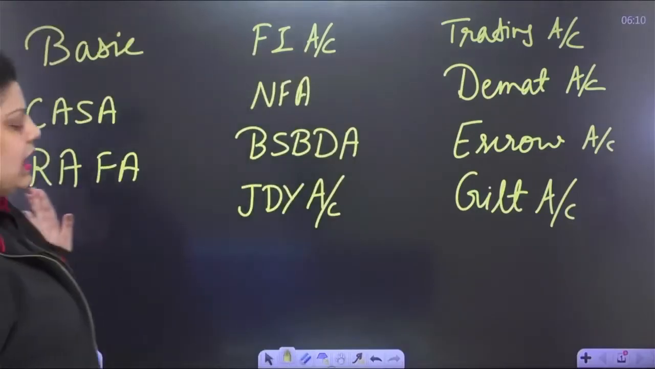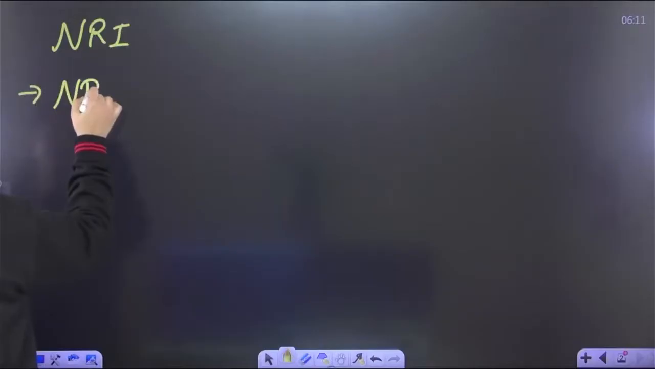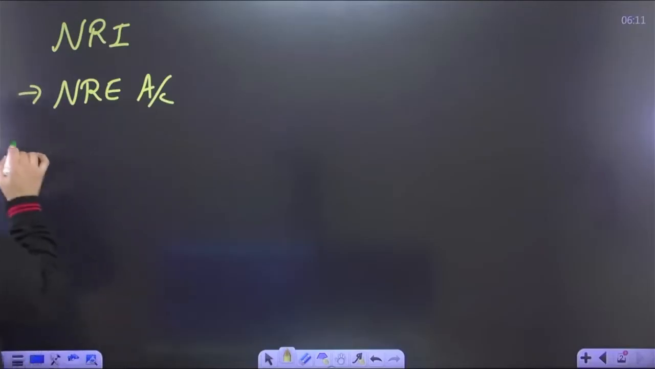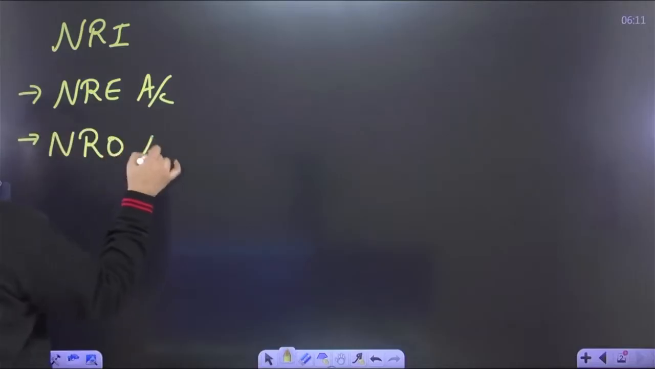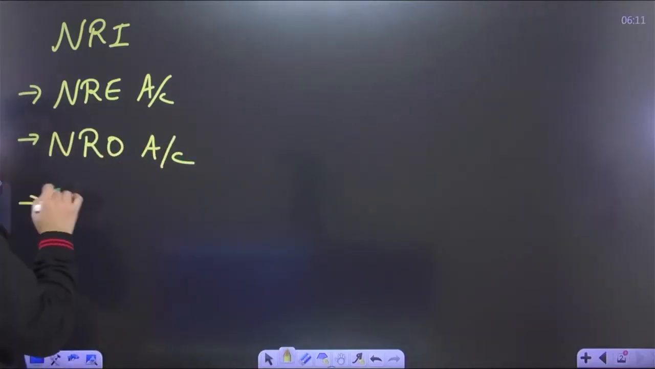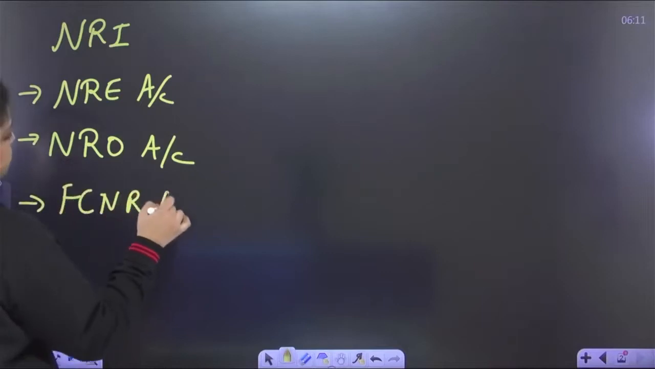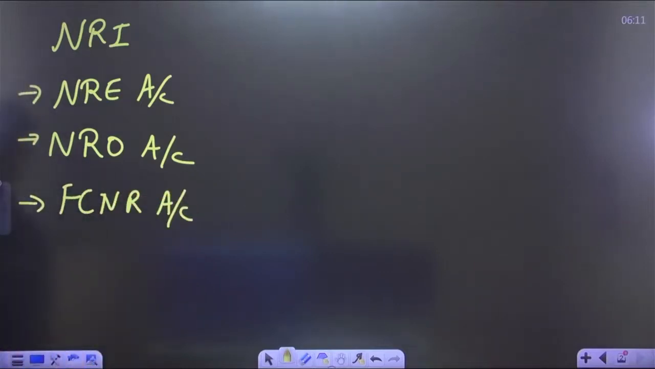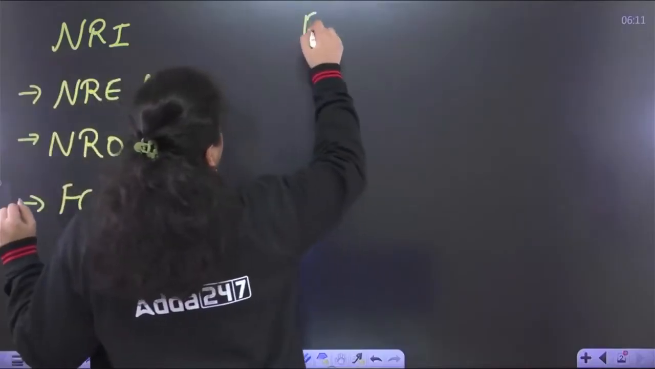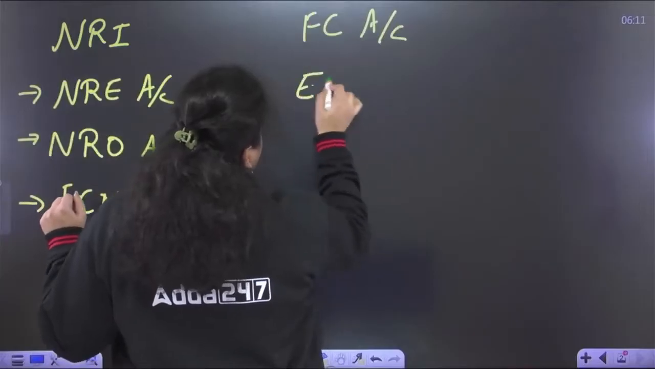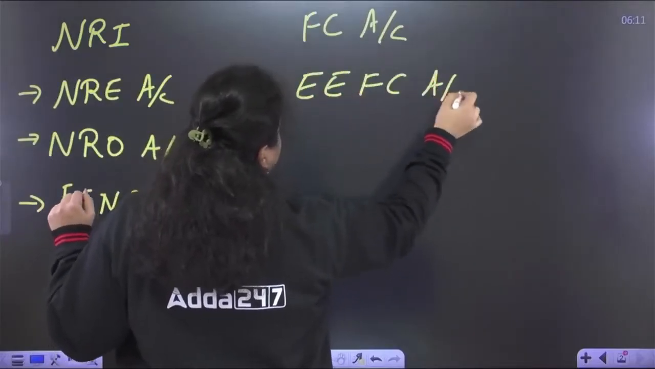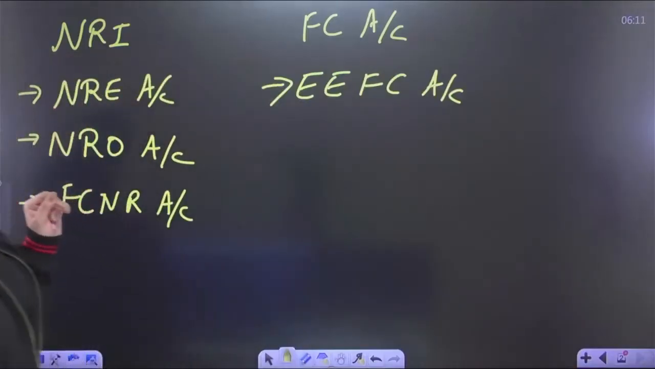Now apart from these types of account, we also have accounts for NRIs. For NRIs, we have the NRE account, non-resident external account. We have the NRO account, non-resident ordinary account. And also we have the FCNR account, that is foreign currency non-resident account. These are the three types of account for the NRIs. Apart from that, we also have a foreign currency account that is known as the EEFC account, exchange earners foreign currency account.